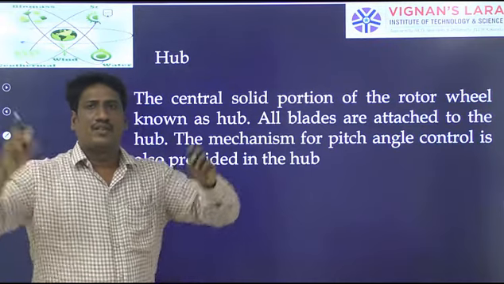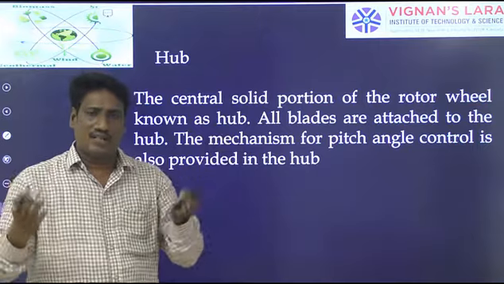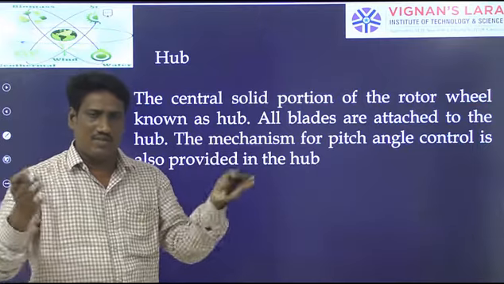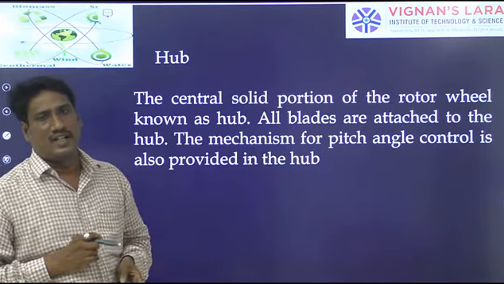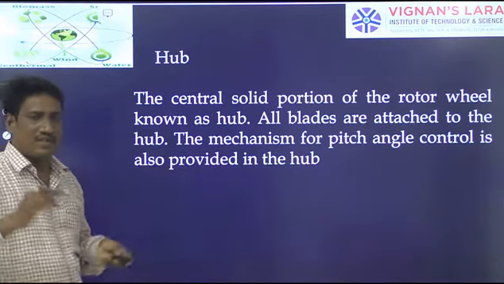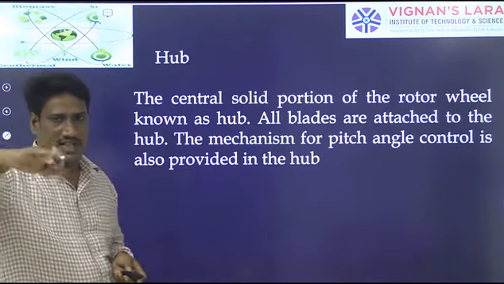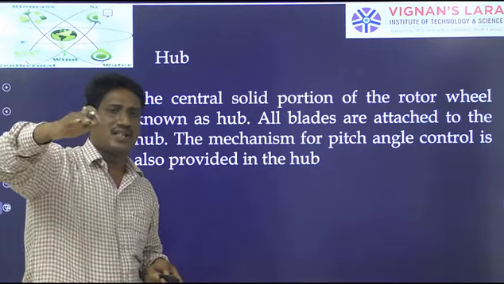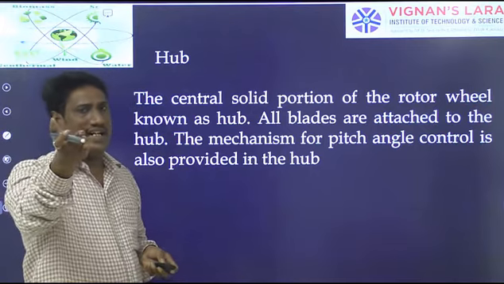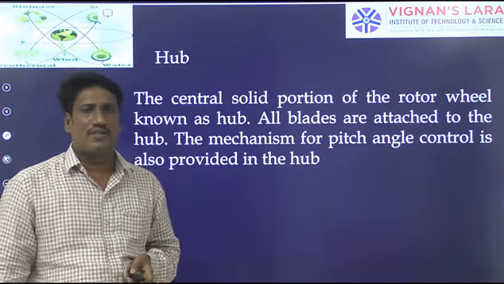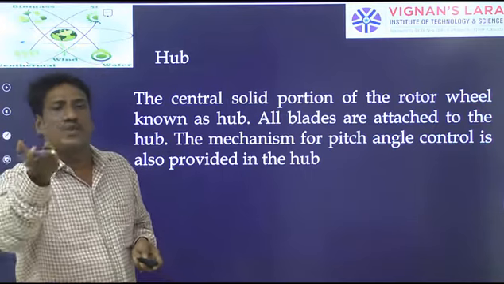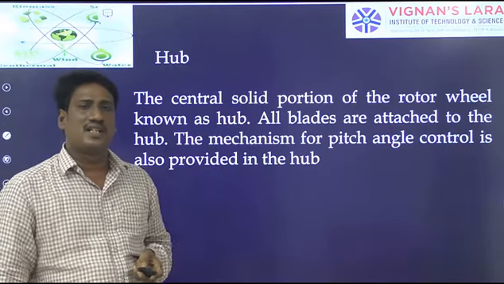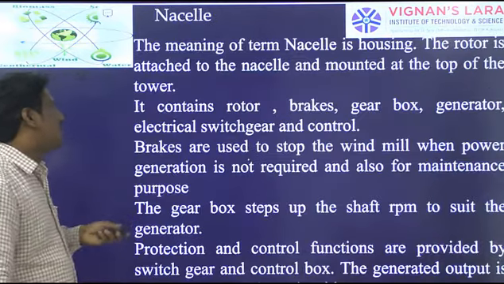So whether 2 blades or 3 blades are connected, the central solid portion of all the blades will be the hub. And the pitch control mechanism is also provided. With pitch control, the blades are slightly tilted in order to receive the maximum amount of force from the wind. From its root, the blade angle is continuously changed, which is called the pitch control mechanism.